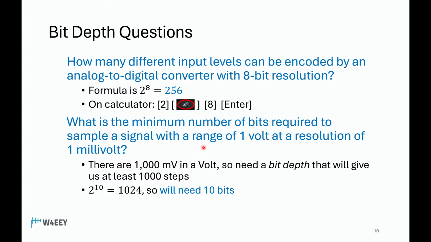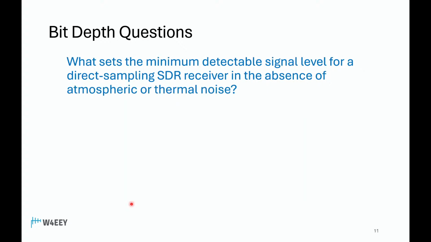Minimum number of bits required to sample a signal with a range of 1 volt at a resolution of 1 millivolt. So we'll be able to count any number of millivolts between 0 and 1,000 with 10 bits, which would give us 1024. We don't need quite that many. So kind of hold that thought for now. We're going to see it again in a little bit.